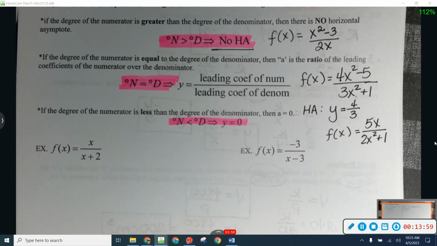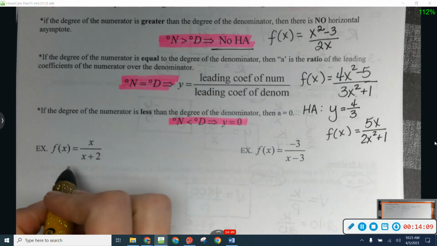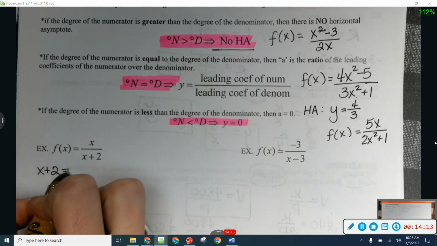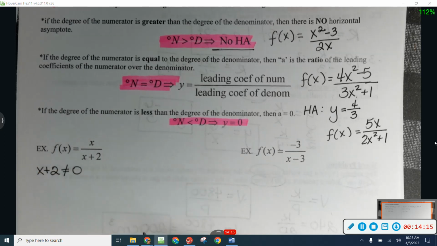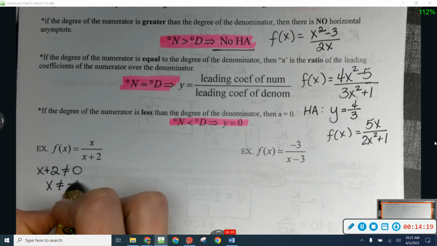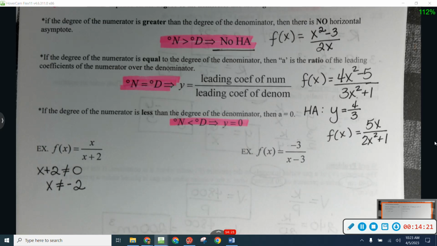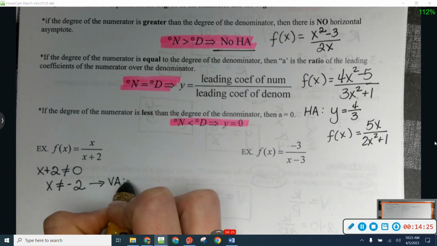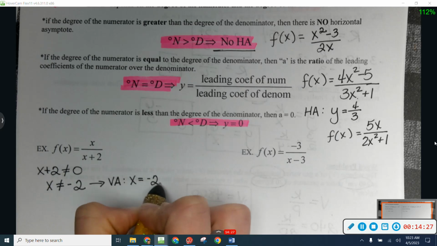So we're going to look at it. Okay? We're going to do all three of those things. We're going to do the restriction, we're going to do the vertical asymptote, and we're going to do the horizontal asymptote. Okay, so for my restriction, I've got to set my denominator, x plus 2, and it cannot equal 0. So x cannot equal negative 2. And that leads me to my vertical asymptote being x equals negative 2.